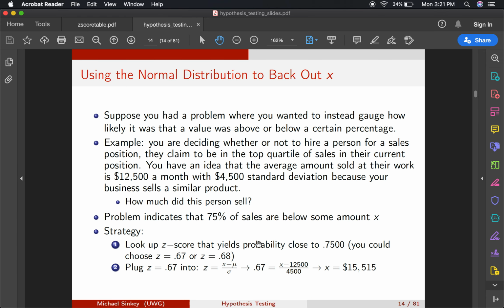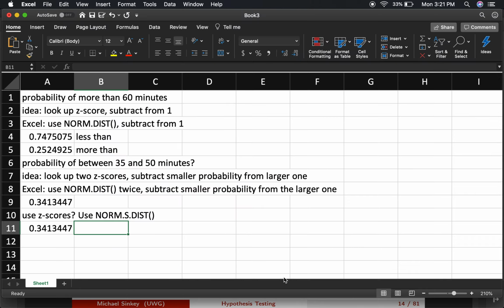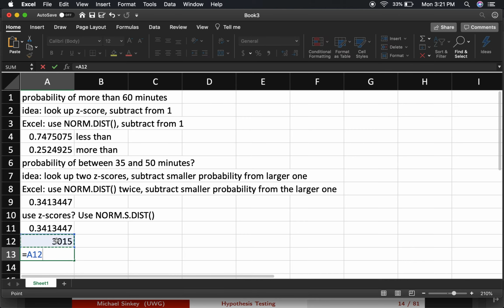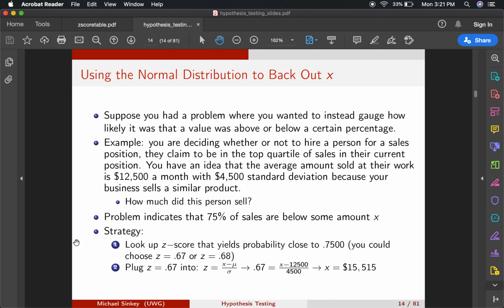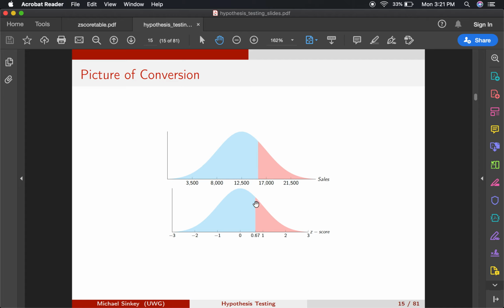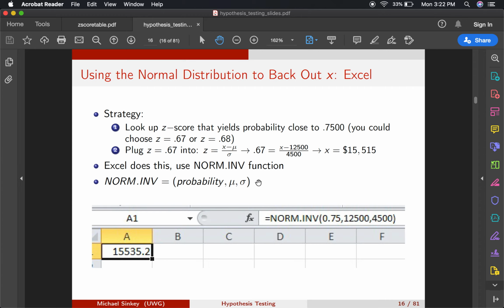So I found a z-score. That's pretty close. I plug that z-score into the equation for x. So I know what the mean is. That's 12.5. I know what the standard deviation is. That's 4,500. And now I know a z-score. That's 0.67. So I use this to solve for x. And you can see in the calculator what I do is take 0.67 times 4,500. And then I add 12,500. And that's how I get this 15,515. I just cross-multiplied. So I use the probability to convert to the 0.67 first, and then I go back and put in 15,515.